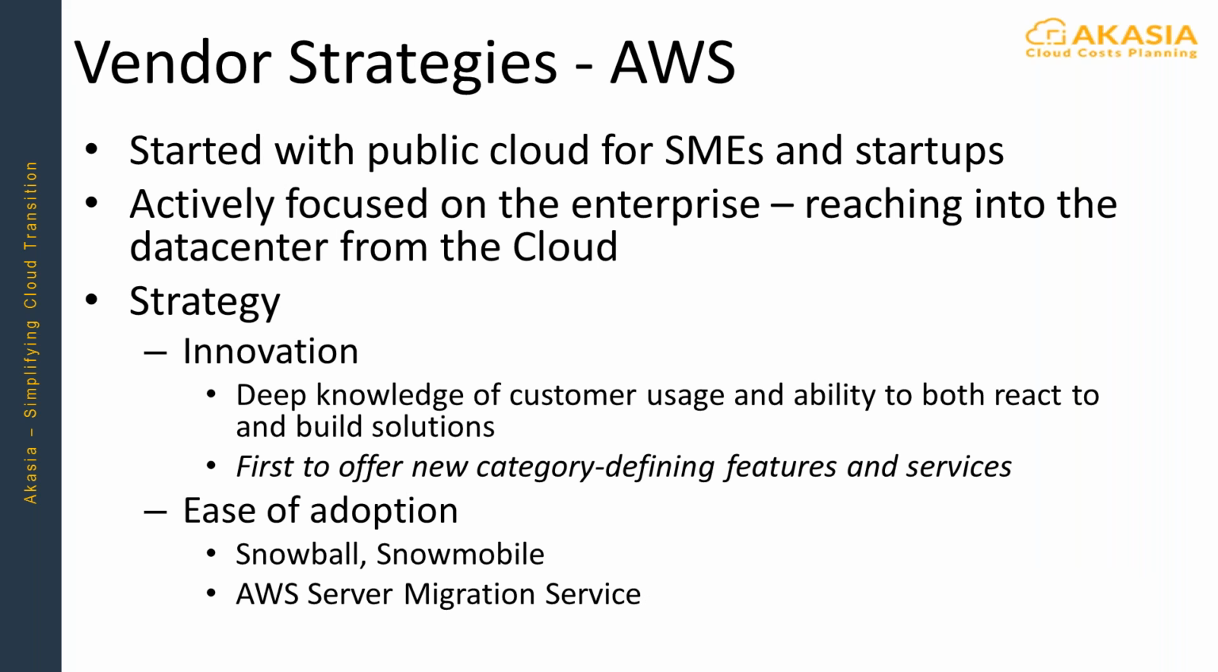Obviously, we all know that Amazon really started with SMEs and startups for public cloud. Now, obviously, there is a huge enterprise focus going on right now. Their strategy is innovation. First, to offer new category-defining features and services. They are the leaders in offering new services and categories. They have deep knowledge of how the platforms are working in the cloud, in the customers, and because of the vast installed presence of customers of all types in the cloud, they have the ability to understand how customers are using it and provide new services based around how the cloud is being used.